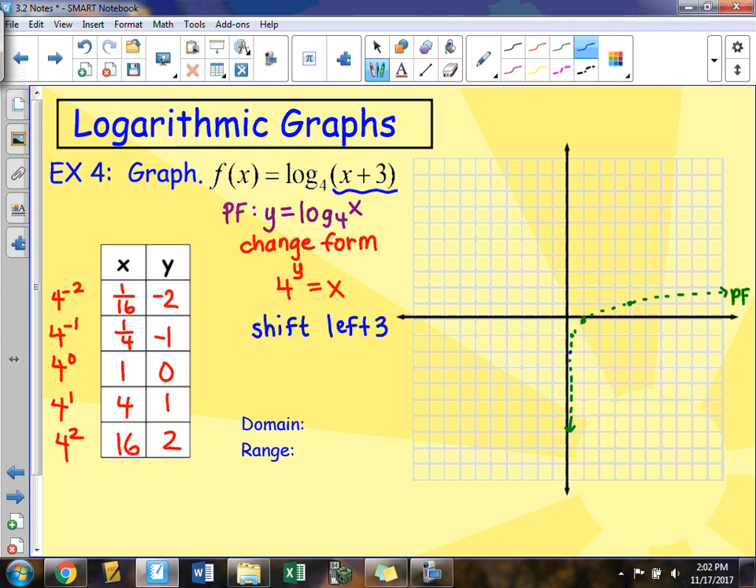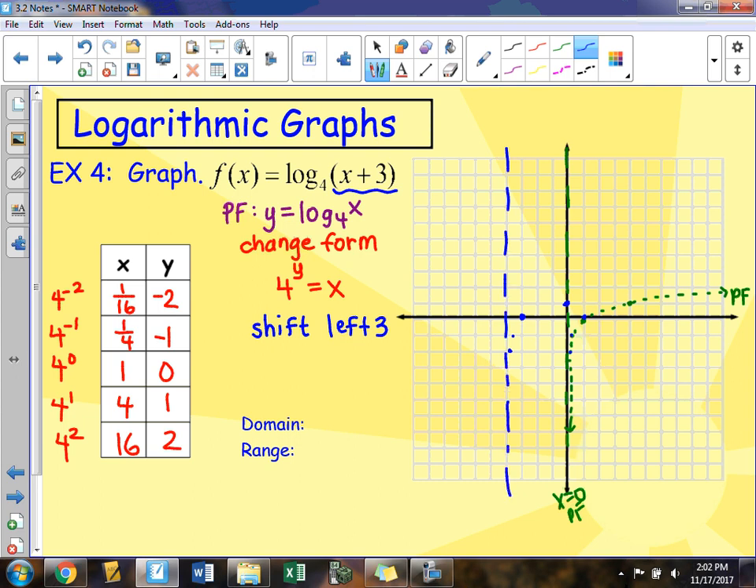So we were here at 1/16, -2. If we go back 4, we're almost to -4, not quite. Same with -1: 1/4, -1. We're going to go back 4. 1, 0, back 4. And then 4, 1. If we go back 4, we're going to get 0, 1. Remember our asymptote for our parent function was at x equals 0. That's where the parent function asymptote occurs. So we're going to shift that back 4. So that's going to end up at x equals -4.